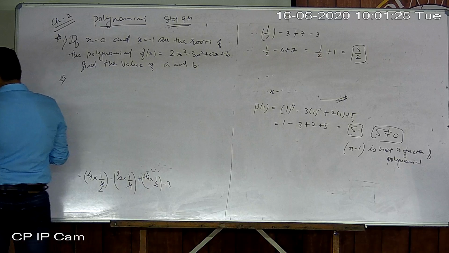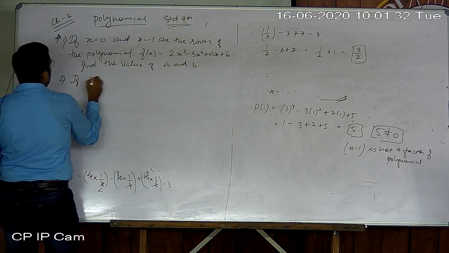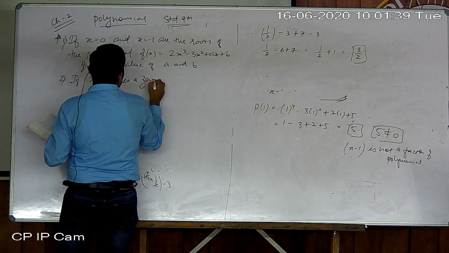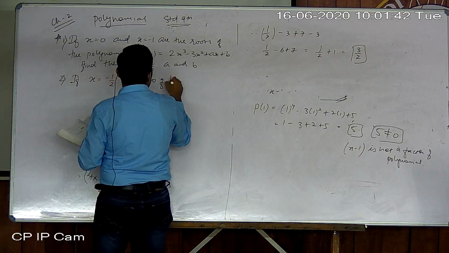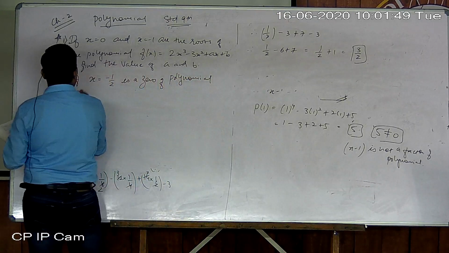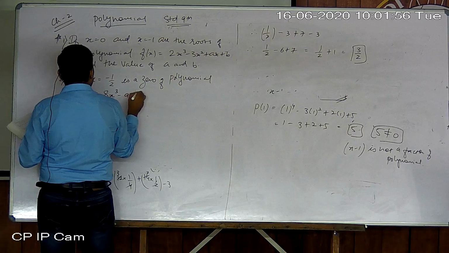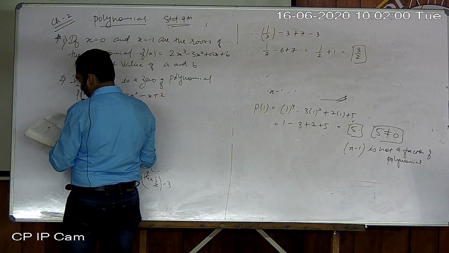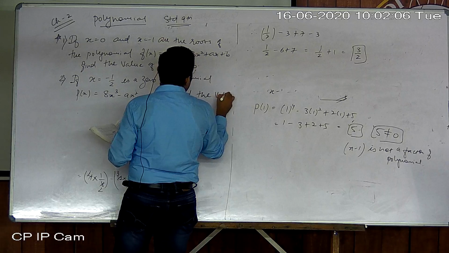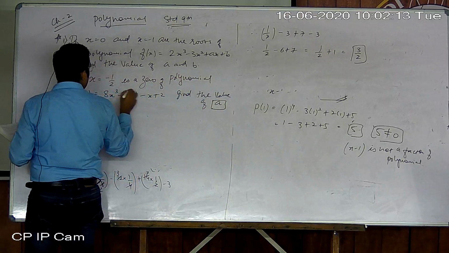The second one is: if x equal to minus 1 by 2 is a zero of the polynomial p of x equal to 8x cube minus ax square minus x plus 2, find the value of a.